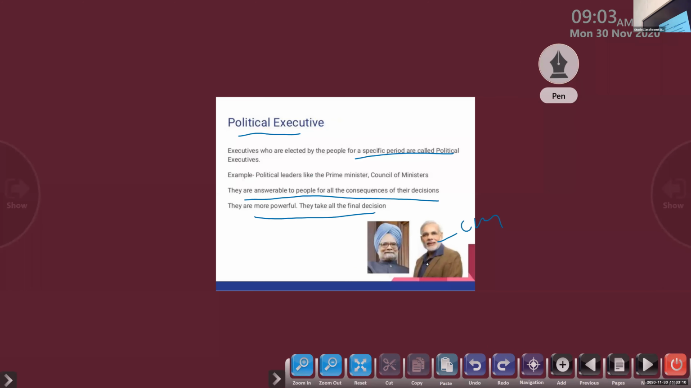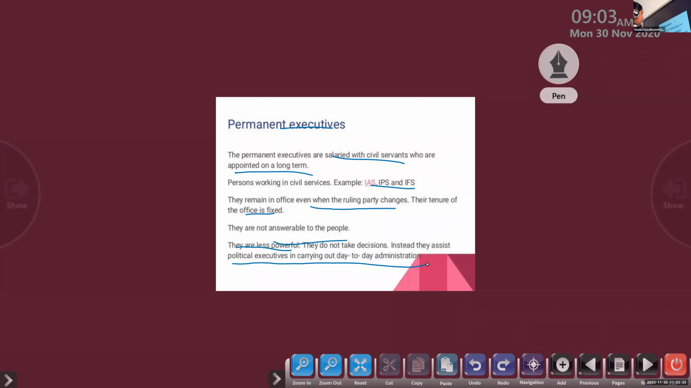Okay. So that's the difference between a political executive and a permanent executive. The executives who are elected by the people for a specific period of time are called political executive, and they are answerable to people for all the consequences of their decisions. They are more powerful and they take all the final decisions. And coming to the permanent executive, they are the civil servants, which include IAS officers or IPS officers. And they remain in the office even when the ruling party changes and their tenure of office is fixed. They are not answerable to the people and they assist the political executive in carrying out the day-to-day administration.